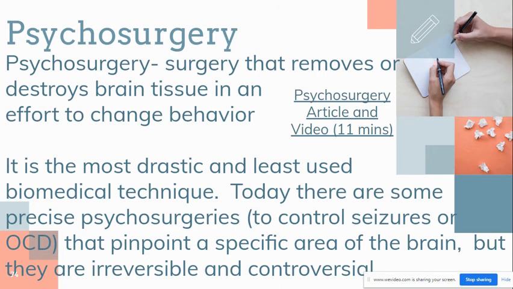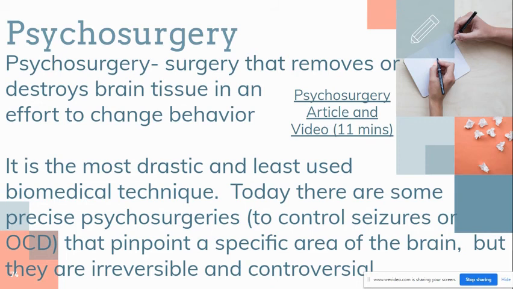The third type of biomedical treatment is surgery. And since it's a surgery to help you psychologically, it's called psychosurgery. It's a surgery that removes or destroys brain tissue in an effort to change behavior. This is the most drastic, the least used biomedical technique. It's irreversible and it's controversial. And if someone messes up, they mess up, and that's your brain and your life. It's very risky.